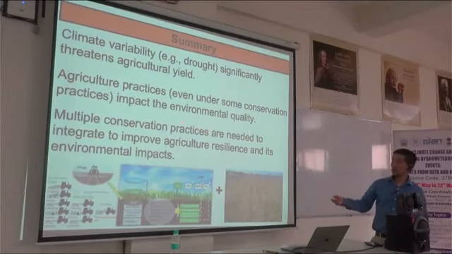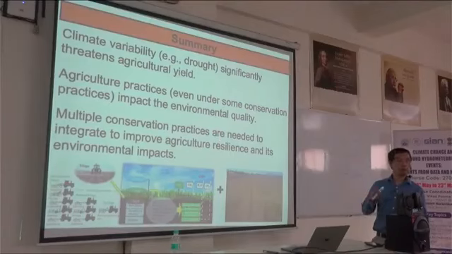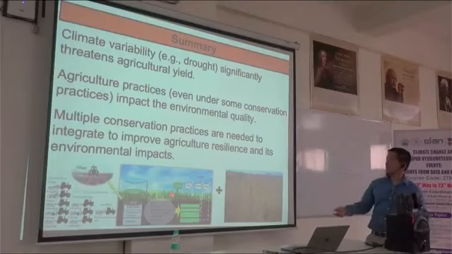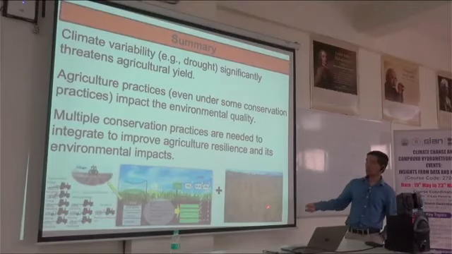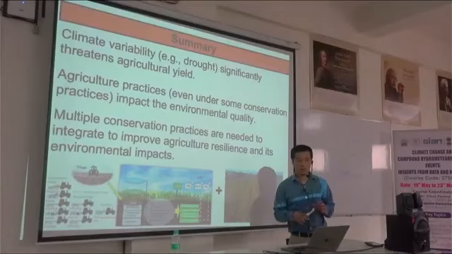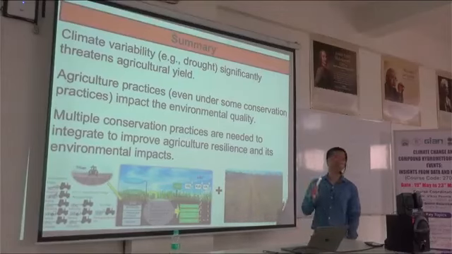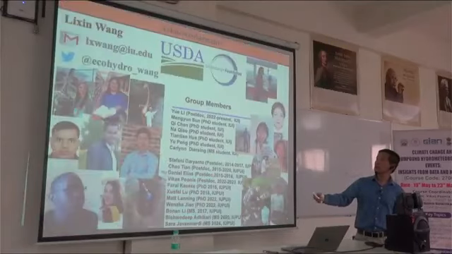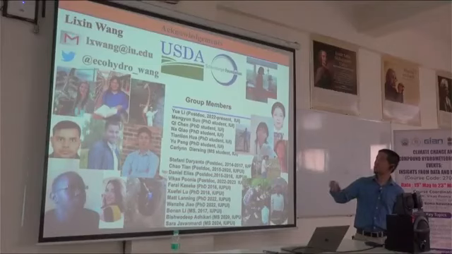That's why we talk about thinking about synergy from multiple practices. You integrate them, like no-till plus cover crop, put them together. That way you can reduce the impact of drought on agriculture. So I think that's all for this part of the lecture.